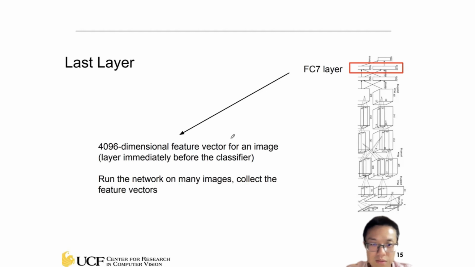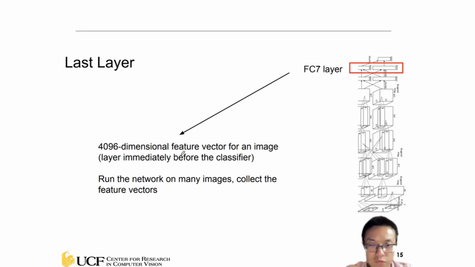Here is an example where this fully connected layer has a 4096-dimensional feature vector. These are the feature vectors that are going to be immediately used for classification. So we want to understand how good this feature vector is for classification. Are they discriminative enough to distinguish among different classes? So how do we examine these feature vectors?